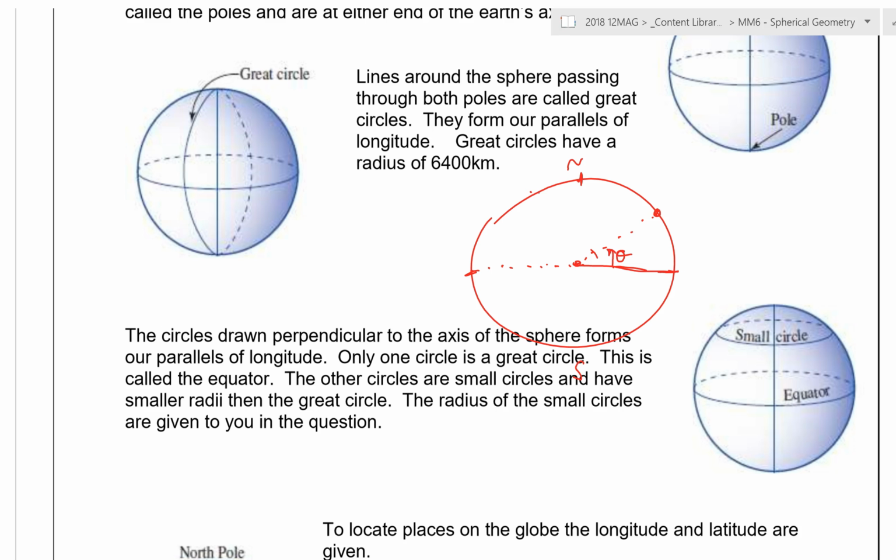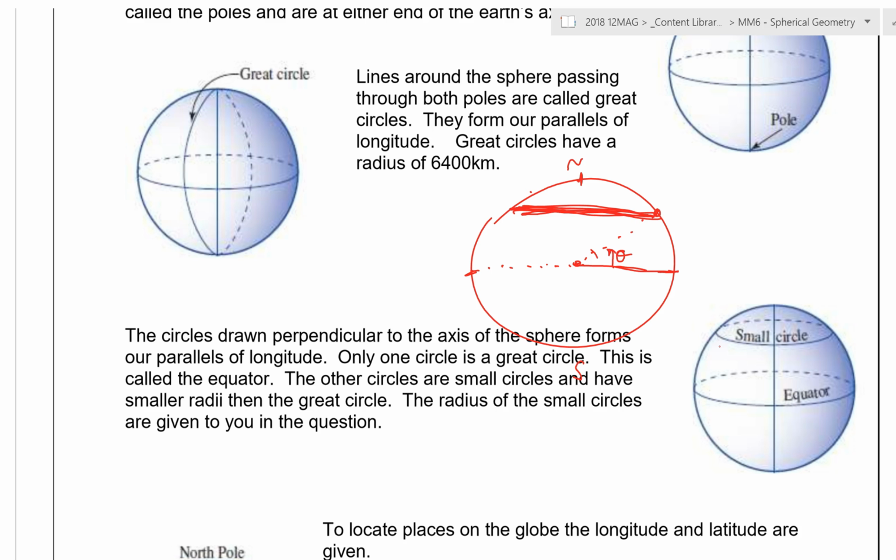Wonderful. Now, you can imagine that anywhere along this horizontal line here would have the same latitude. So we talk about parallels of latitude, because they all run parallel to each other. They're all parallel to the equator.